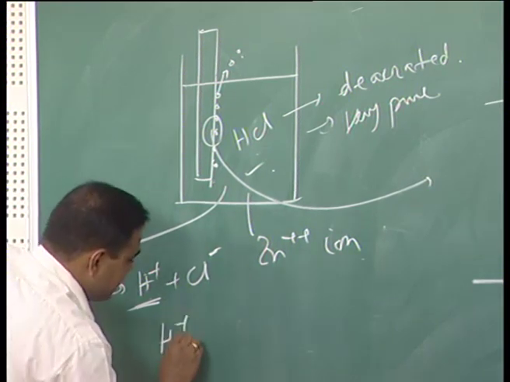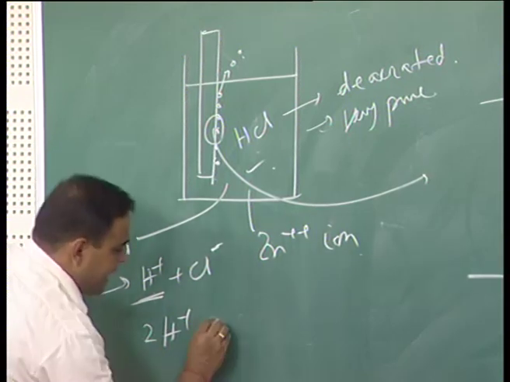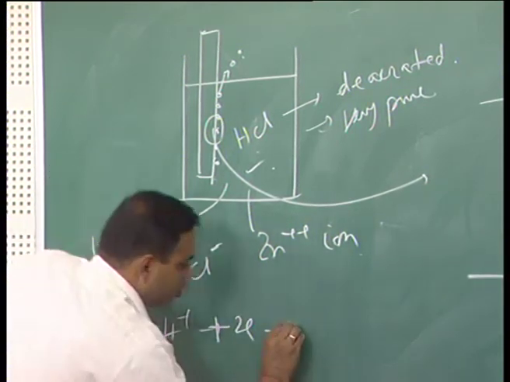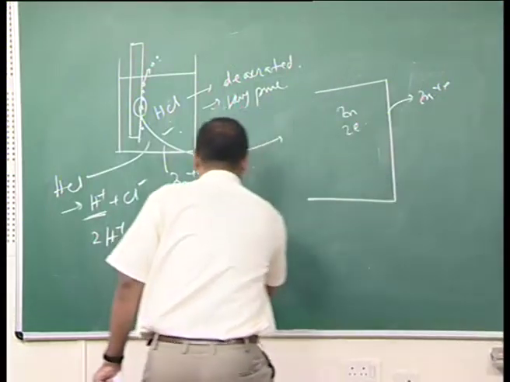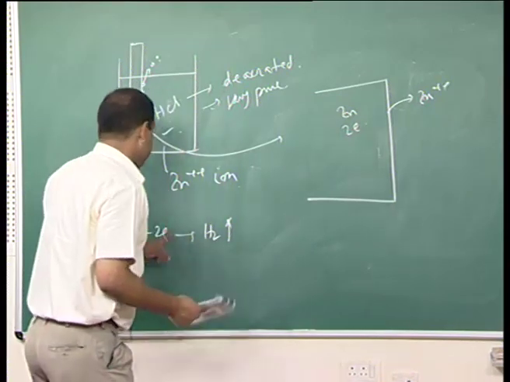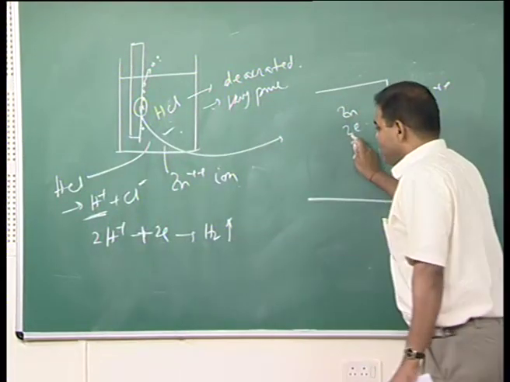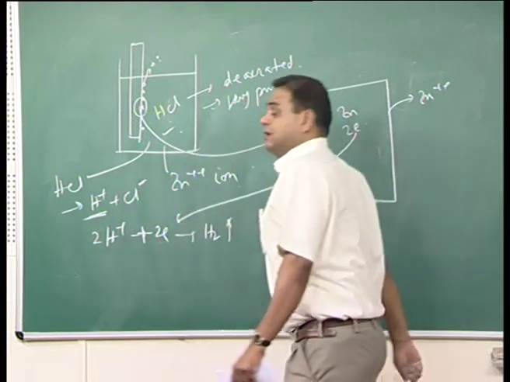So H plus, if you would like to go to hydrogen, how would you form? 2 H plus ions can combine with 2 electrons and go to 1 H2 molecule. So this molecule will move up. Now you see, who is consuming that 2 electrons? It is consumed by hydrogen ion.